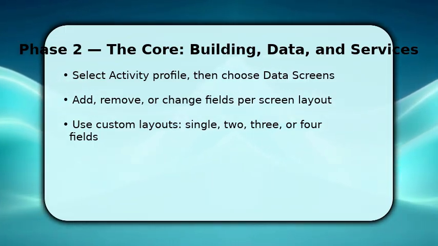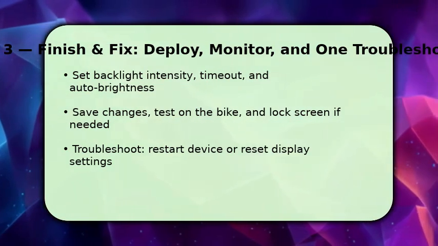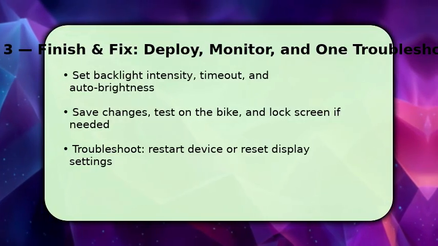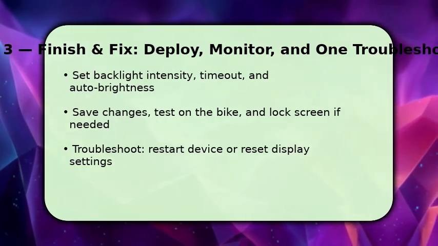Finally, set brightness and timeout to balance visibility and battery life. Enable auto brightness if you often ride in changing light. Once configured, save and exit settings, then test on the bike by simulating a ride to confirm layouts and legibility.